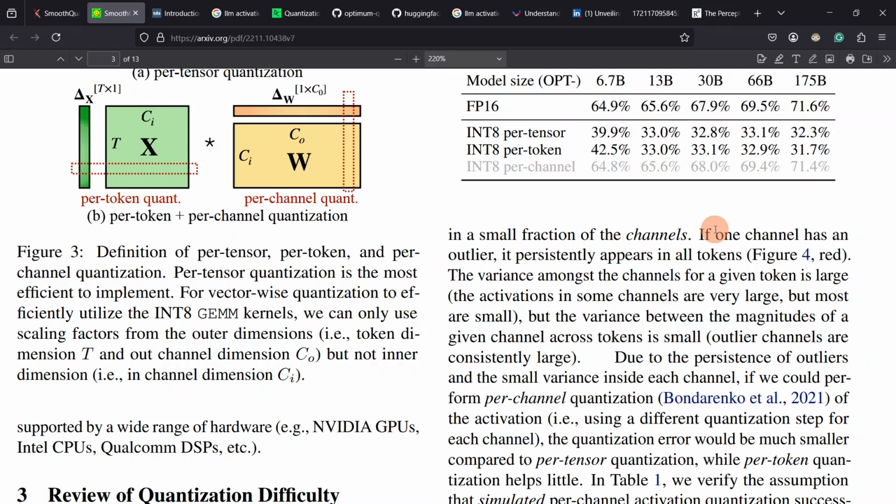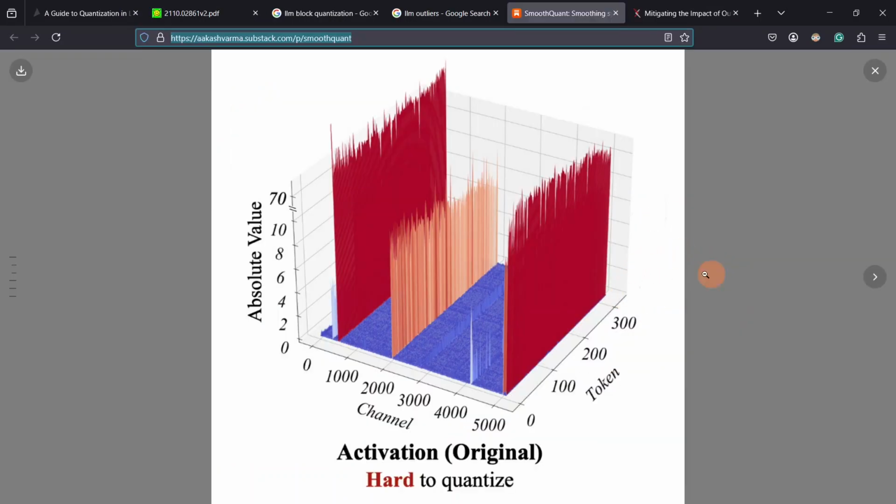If one channel has an outlier, it persistently appears in all tokens. The variance among the channels for a given token is large, but the variance between the magnitudes of a given channel across tokens is small, so outlier channels are consistently large. Here is another visualization of the same observation. Outliers persist in the fixed channels. Outliers appear in a small fraction of the channels.